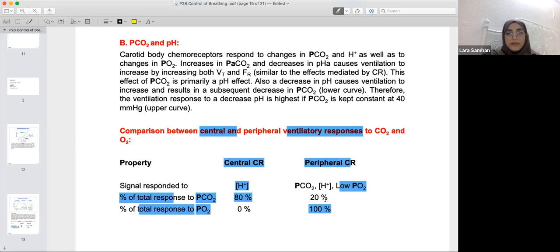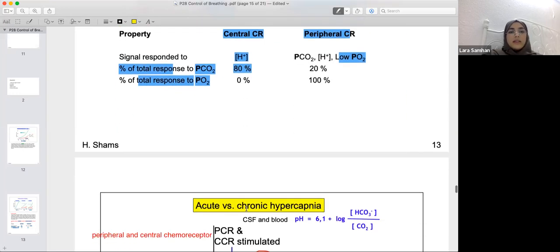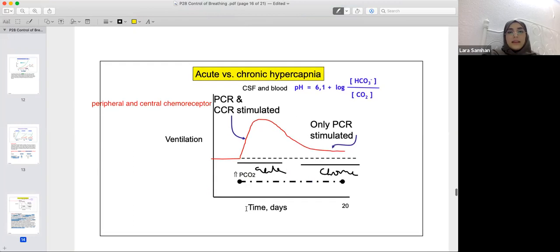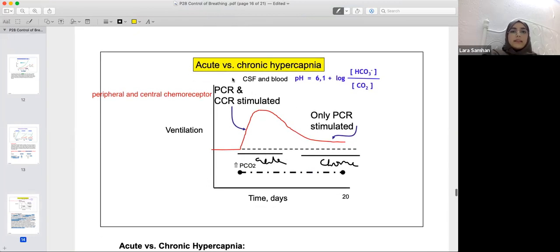Here the response is 20%. Compared to the oxygen levels, the peripheral chemoreceptor will be more sensitive to it, like 100% sensitive, compared to the central chemoreceptor.